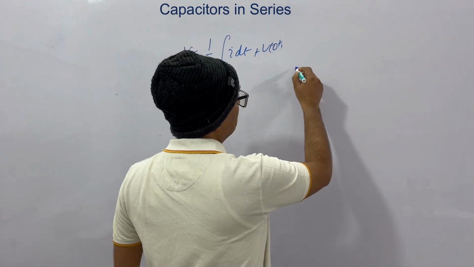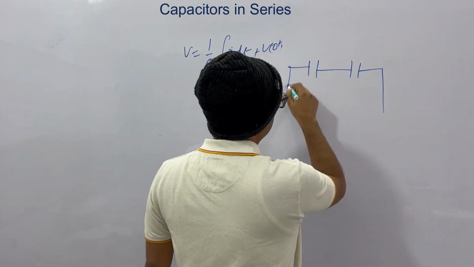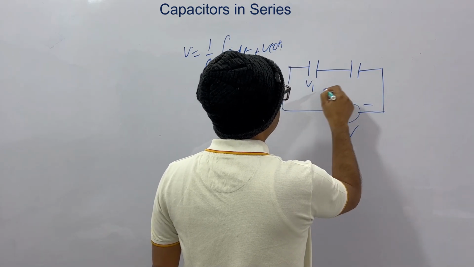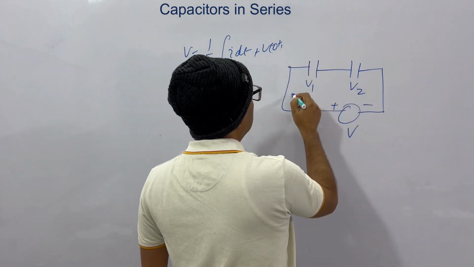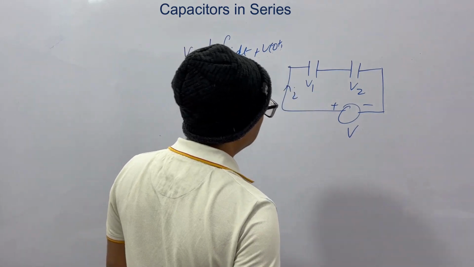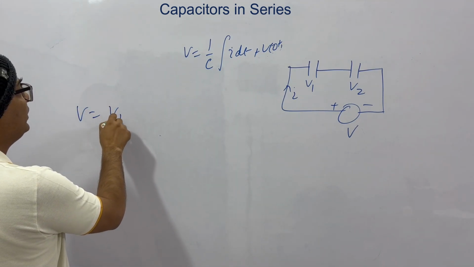Let's say this is our circuit. This is the first capacitor, this is the second capacitor, and we have connected it to a voltage source V. So this is V1, this is V2. Let the current be I flowing in this circuit. Okay, so what do we get? V will be equal to V1 plus V2.